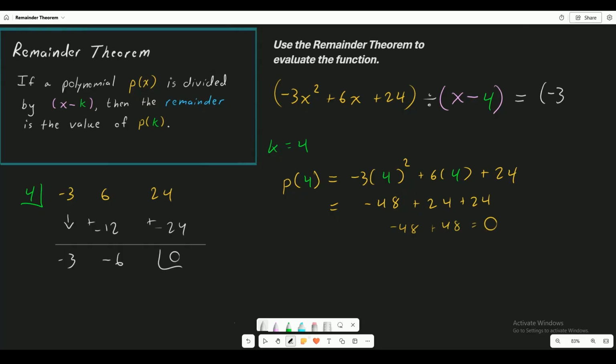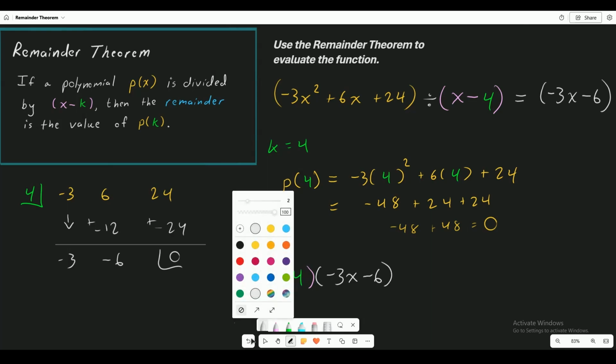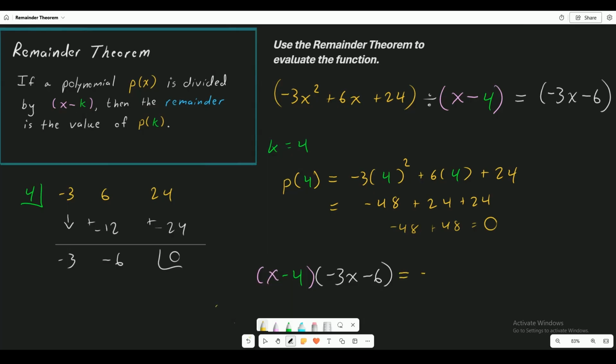So that means our other factor is negative 3x minus 6. If we multiply x minus 4 with our new factor, negative 3x minus 6, we get the polynomial back, negative 3x squared plus 6x plus 24.